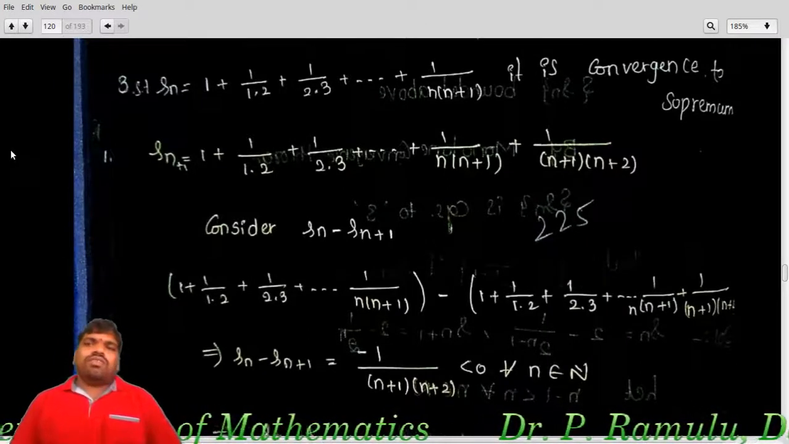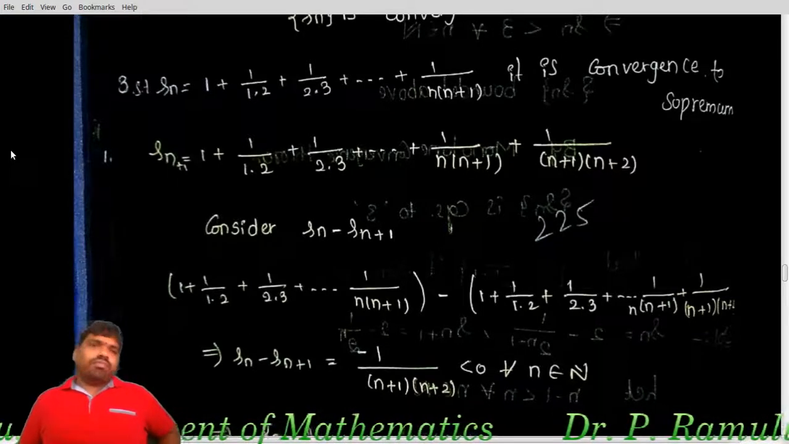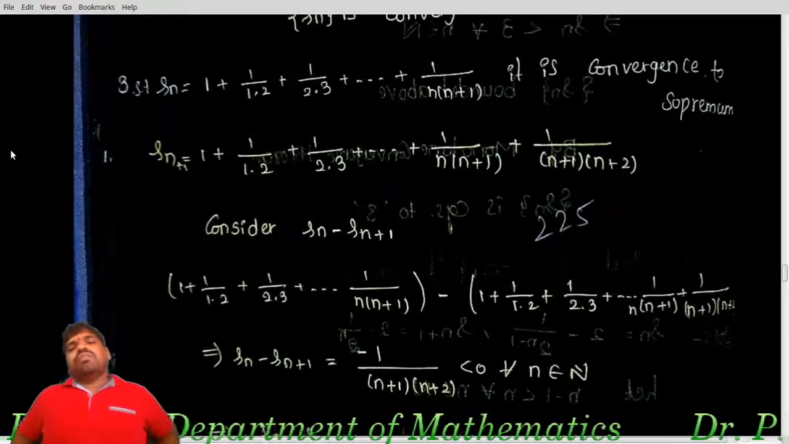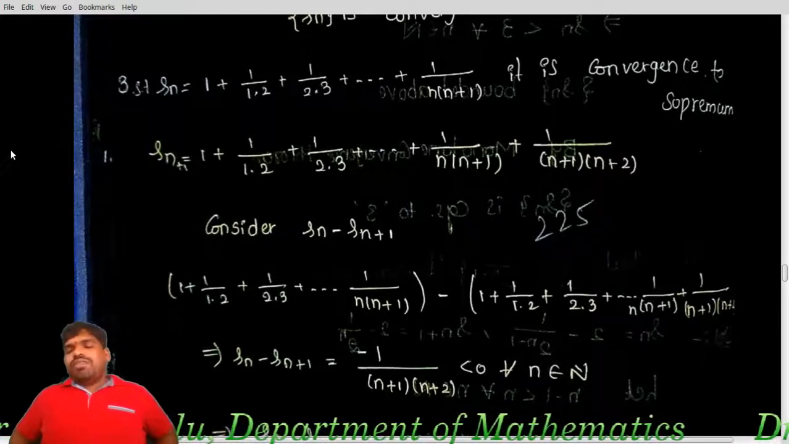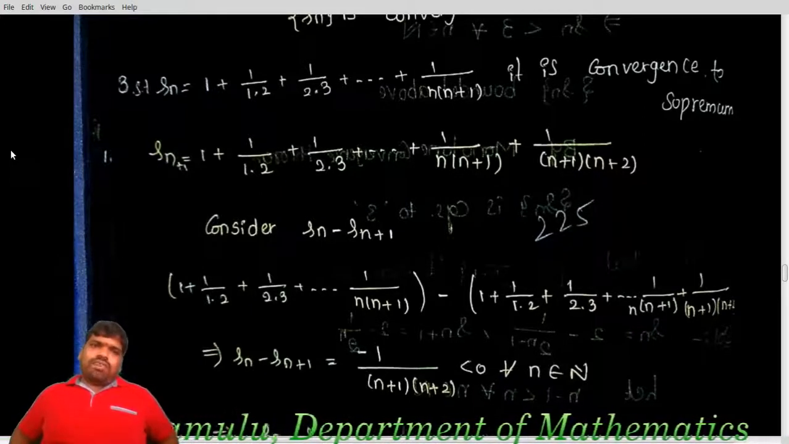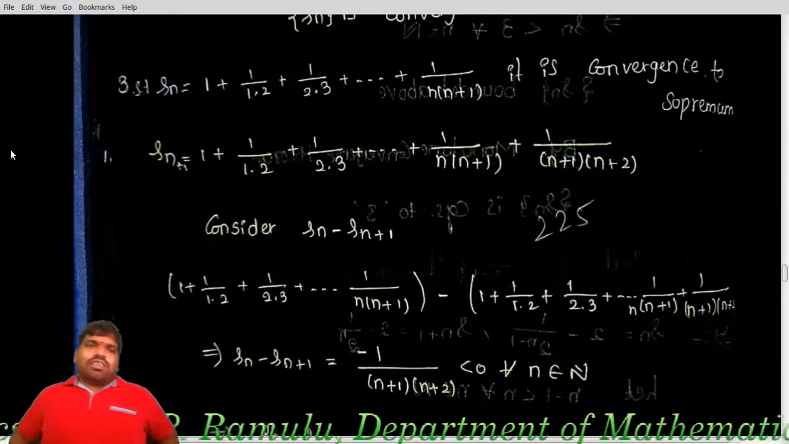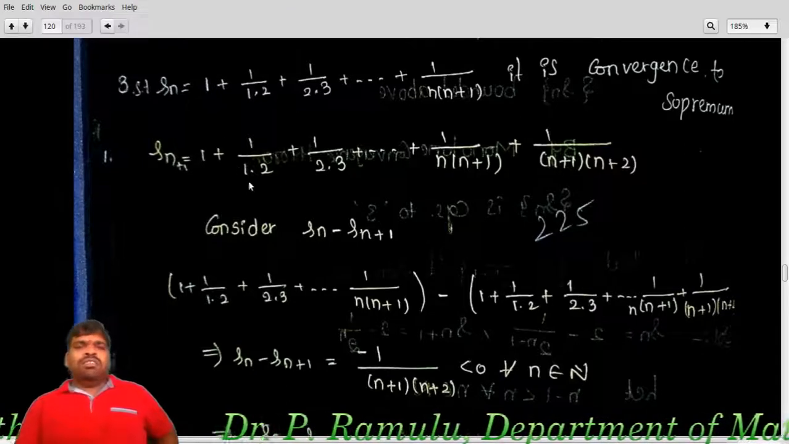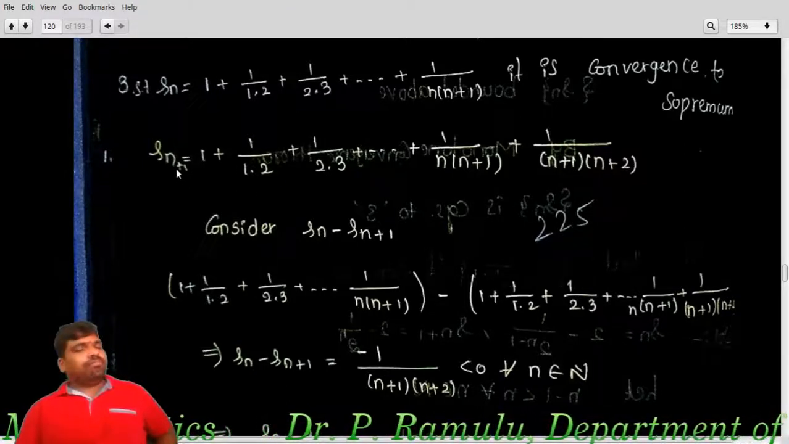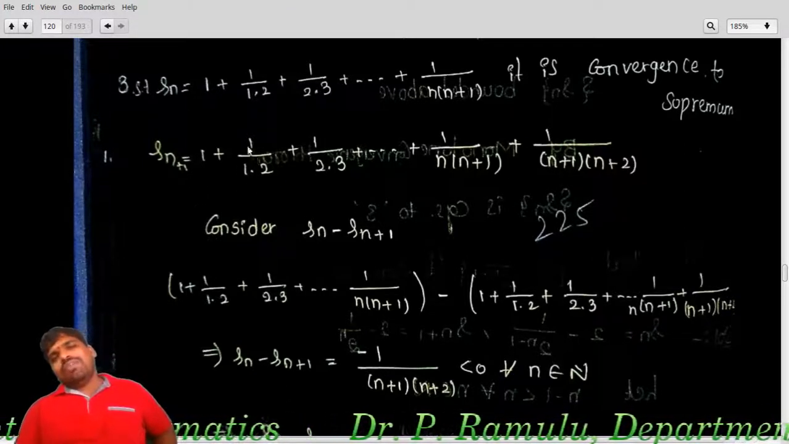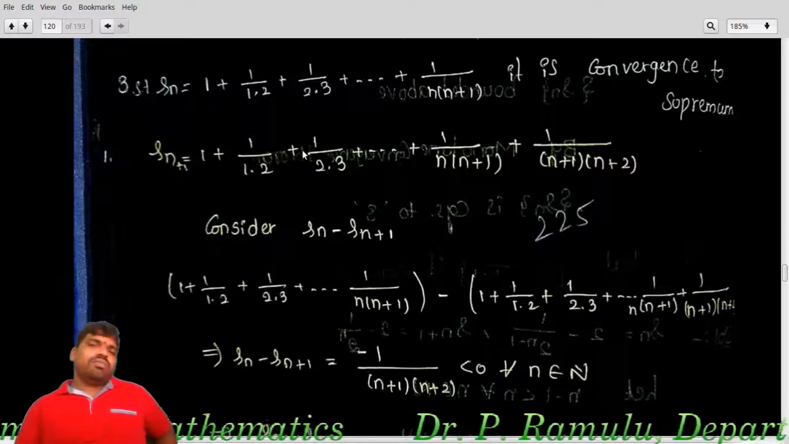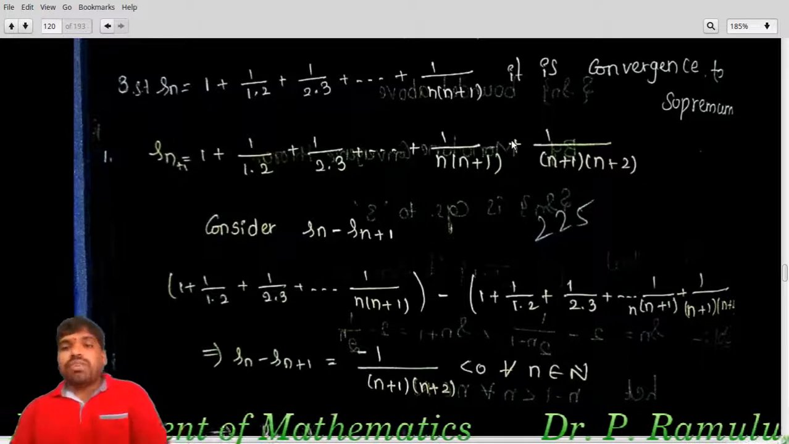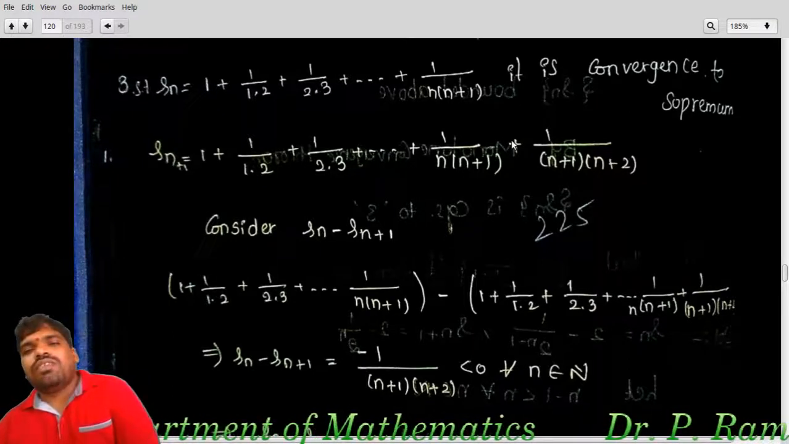Show that Sn equal to this is convergent to the supremum. This problem we already solved in the last lecture, and I am solving it here by another method, right? Sn equal to that, and Sn plus 1 equals 1 plus 1 by 1 into 2 plus 1 by 2 into 3, up to 1 by n into n plus 1, plus 1 by n plus 1 into n plus 2. The one term we have extra.